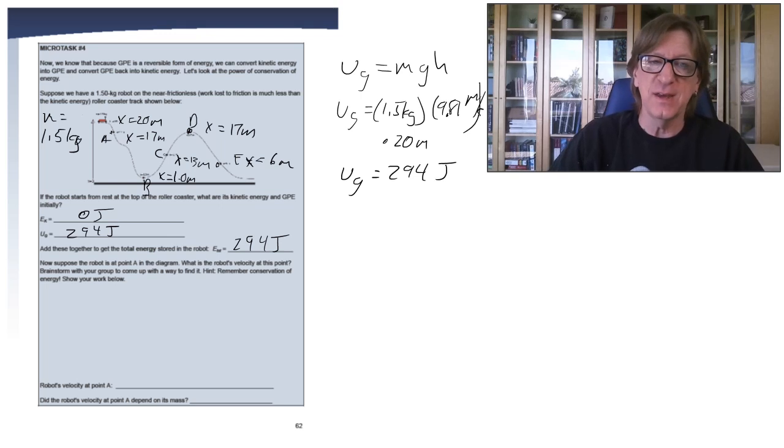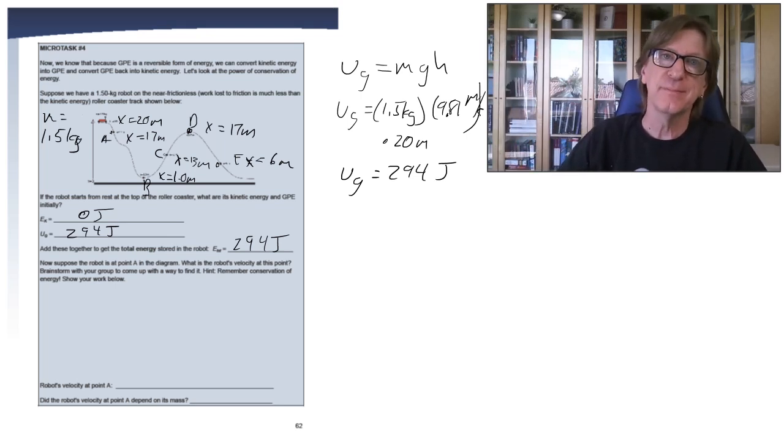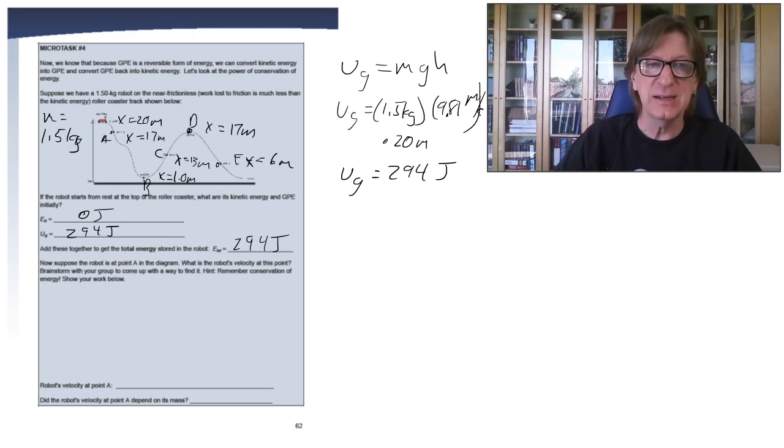Now here's the thing. The robot must have 294 joules everywhere as it goes down the roller coaster. That doesn't change. Why? Because system energy is conserved. So the total system energy, in this case that's just the robot, must be conserved. All right. So now suppose the robot is at point A. So it's at that x equals 17 meters. We want to know what is its velocity.